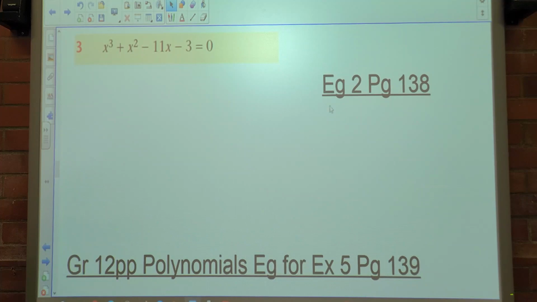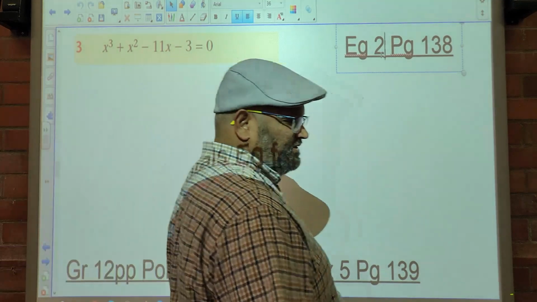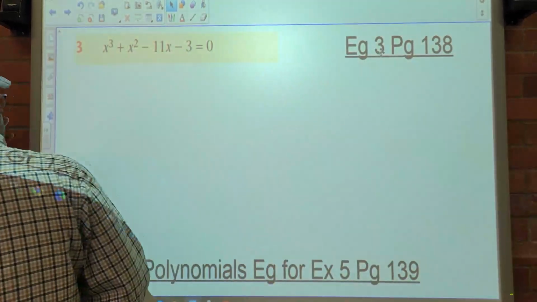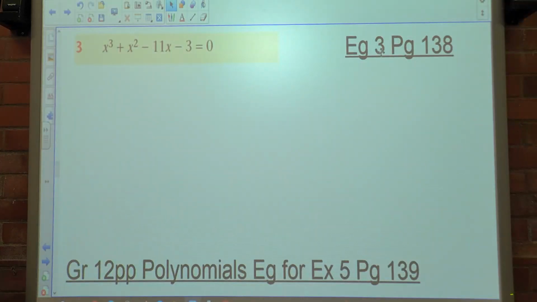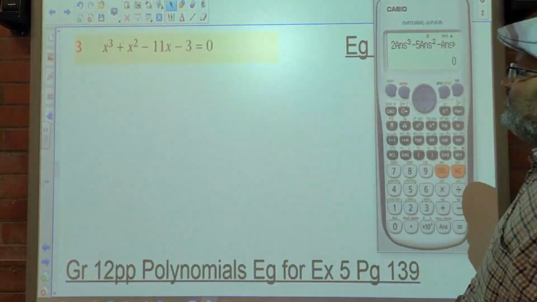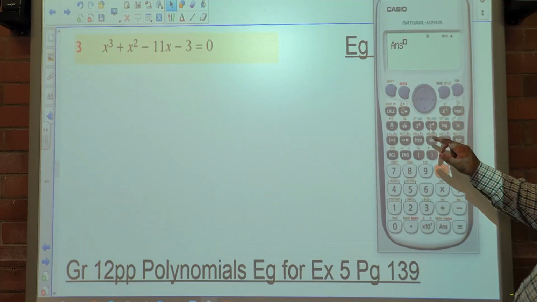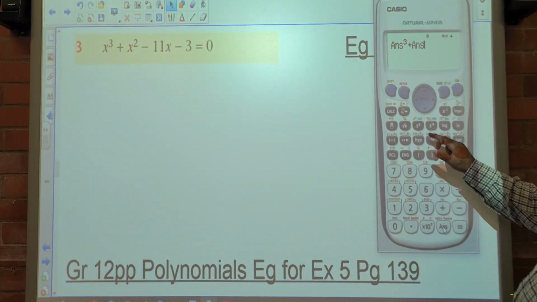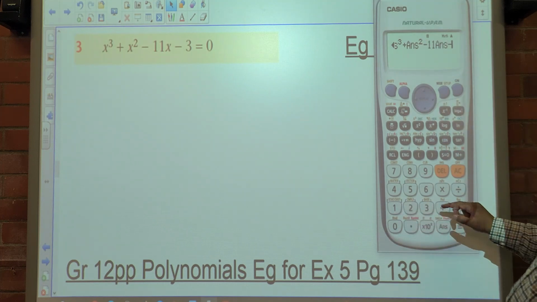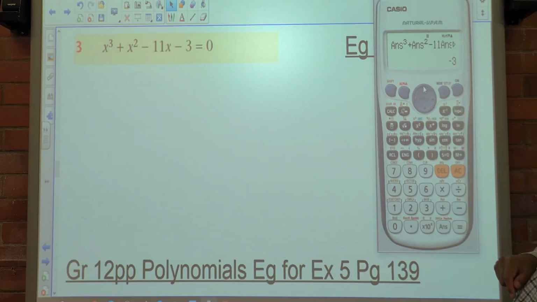Let's look at number 3. Number 3 is also on page 138. Okay, so where do we start? Our linear factor. So we start with x equal to 1. So we put again answer cubed plus answer squared minus 11 answer minus 3. I start with x is equal to 1.